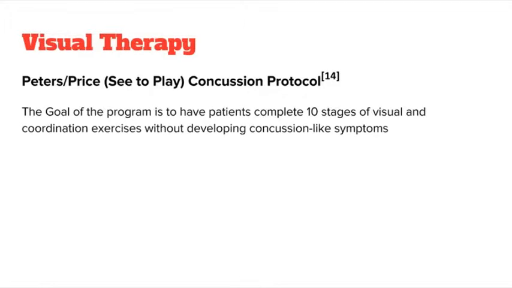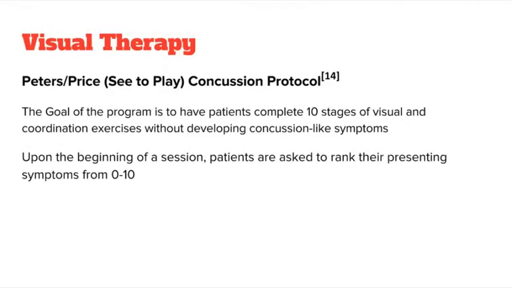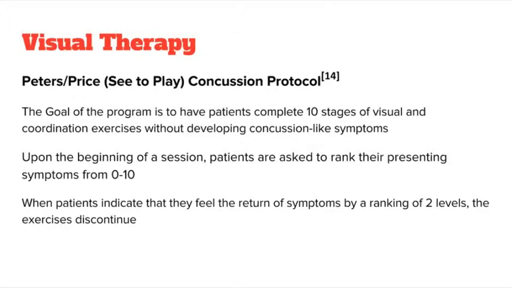Peters-Price See-to-Play Concussion Protocol. The goal of this program is to have patients complete 10 stages of visual and coordination exercises without developing concussion-like symptoms. Upon the beginning of a session, patients are asked to rank their symptoms from 0 to 10, 0 being completely asymptomatic, 10 having the most severe symptoms that they have felt since the injury. When patients indicate that they feel the return of their symptoms by a ranking of 2 levels, the exercise is discontinued.